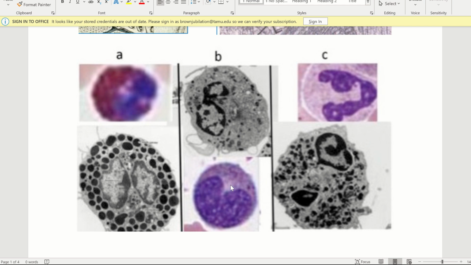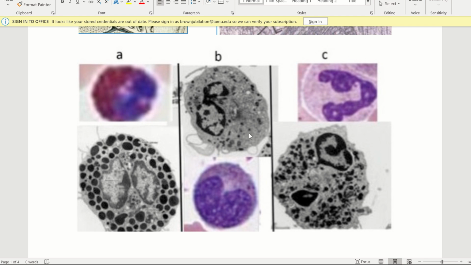This one right here on light microscopy, we've got this light bluish purplish cytoplasm, and then a divot into one side of the nucleus, the horseshoe-shaped kidney bean nucleus. So this is a monocyte.